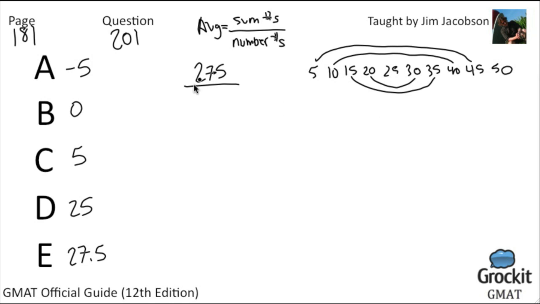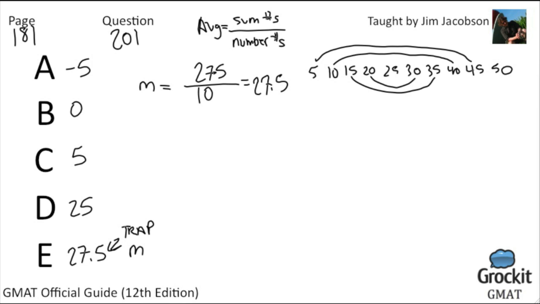And we're figuring out the average, so that's divided by 10. The average equals 27.5. That's lowercase m. So here there's the trap answer. So the value of m.